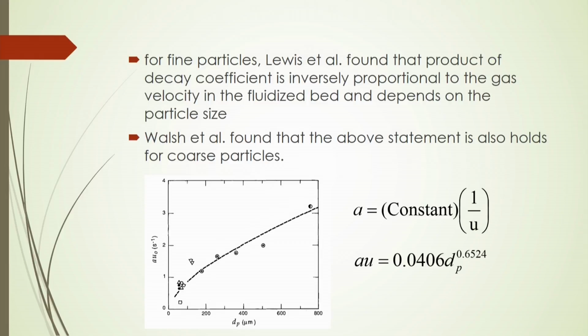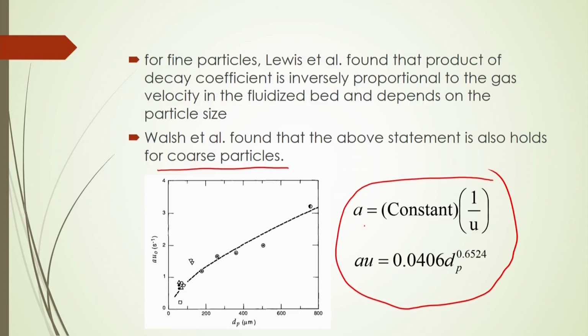Now, for fine particles, Lewis et al. found that the decay coefficient, that is A, is inversely proportional to the gas velocity in the fluidized bed, and that depends on the particle size. Walsh et al. found that the above statement also holds for coarse particles. So it can be said that A is equal to a constant times 1 by u, that means A is proportional to the inverse of the velocity of the fluid, and then A u is equal to a constant that sometimes depends on the particle diameter, which you can represent by this equation.